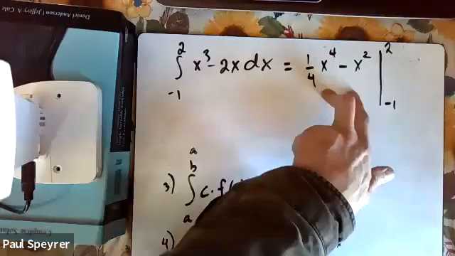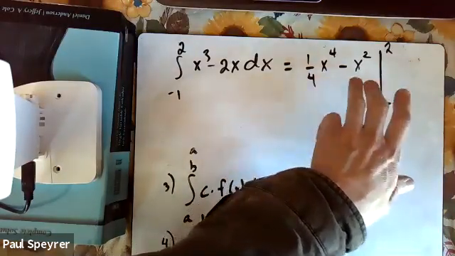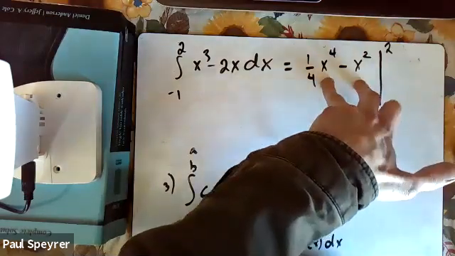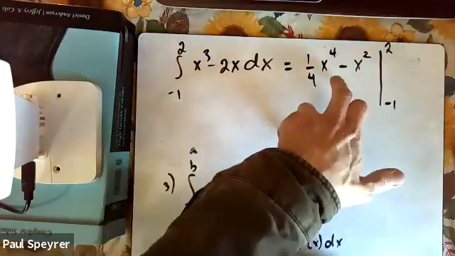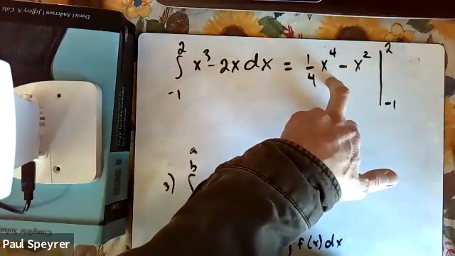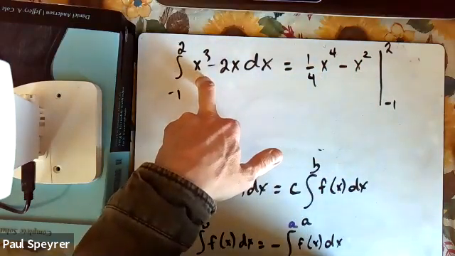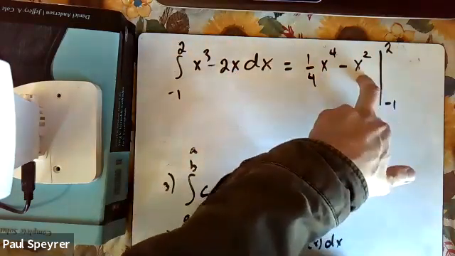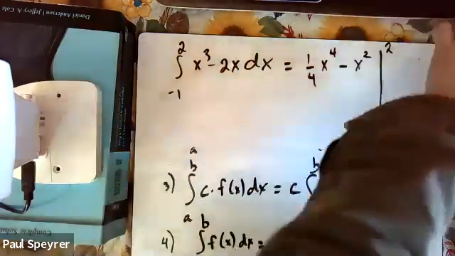Remember, how could we check whether we took the antiderivative correctly? Well, if I take the derivative of this, I should get back to here, which is true. 1/4 x to the fourth: if you derive that, you get 4 over 4 x cubed, which is 1x cubed. What happens when you take the derivative of x squared? You get 2x. So we know we did that correctly.